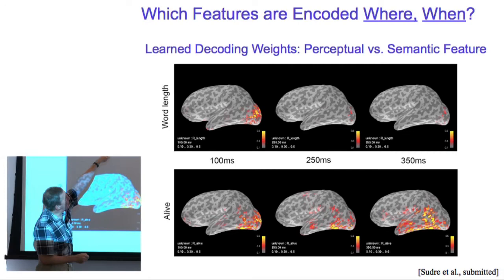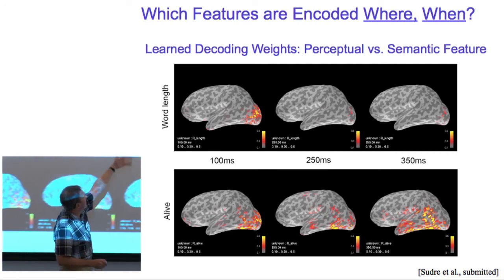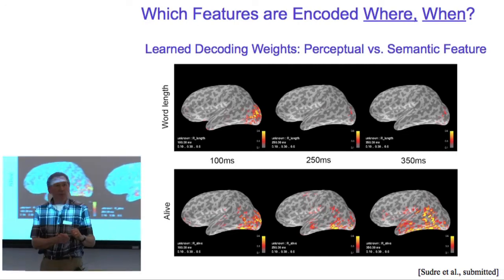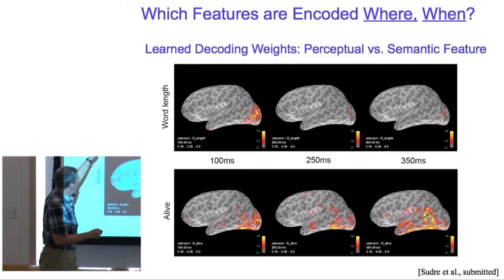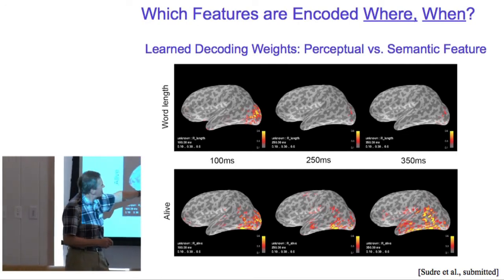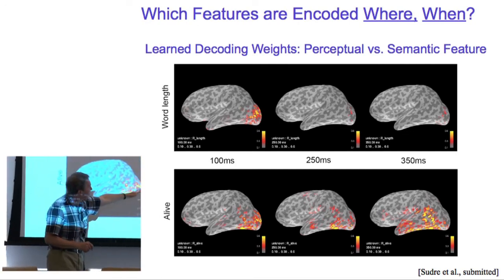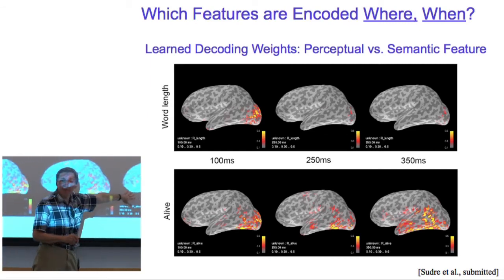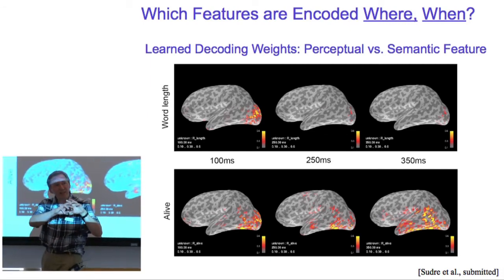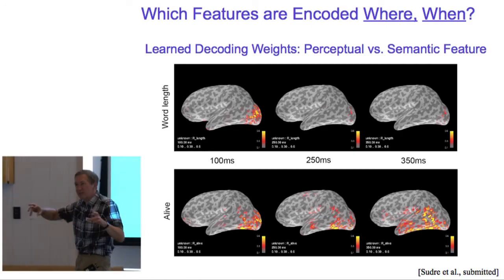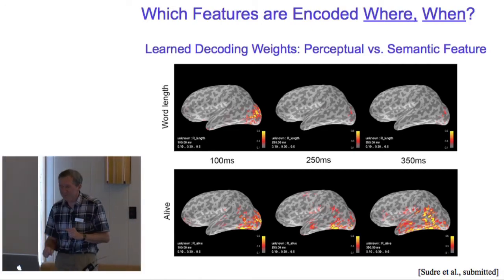You see they're very occipital. And as we move forward in time, it basically just gives up. You can't decode it anymore. Whereas for alive, it's interesting. It starts out posterior, but as we go forward in time, it becomes more anterior. So you can see that even the coding of that information is kind of crawling around.